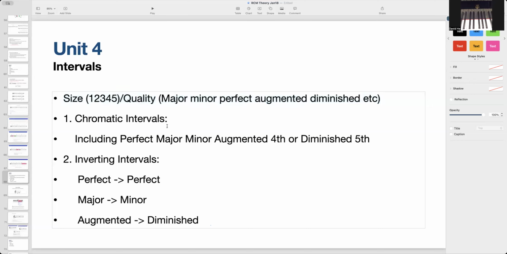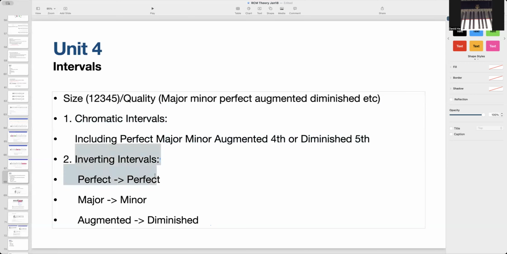Okay, we're going to go through everything with the advanced level, intermediate and advanced together, and then we're going to go back to the review part together. So chromatic intervals are those for level 5 to level 8. That is perfect, major, minor, augmented fourth, and diminished fifth. That's the definition of chromatic intervals. And sometimes they have inverting intervals.